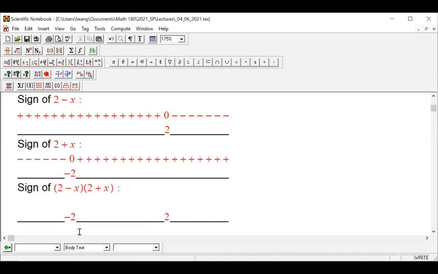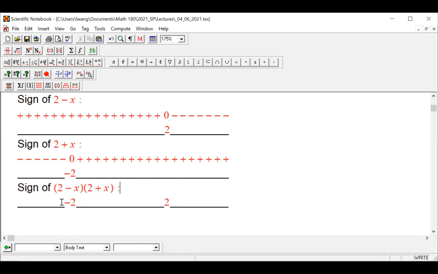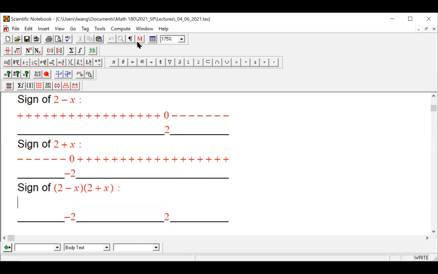Okay. So now when x is less than negative 2, it's positive times negative, so it's going to be negative. At negative 2, it's 0. Between negative 2 and positive 2, that's a positive. And right here, it's a 0 at 2. After 2, it's negative.